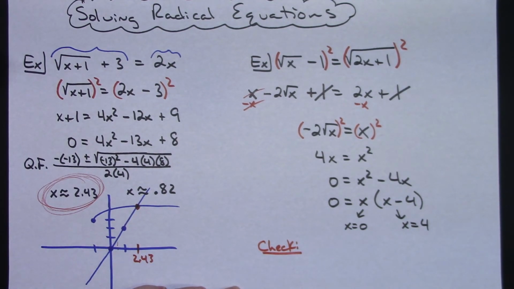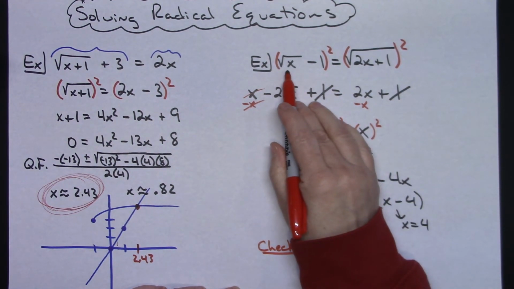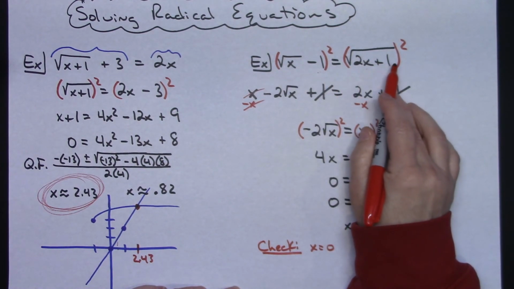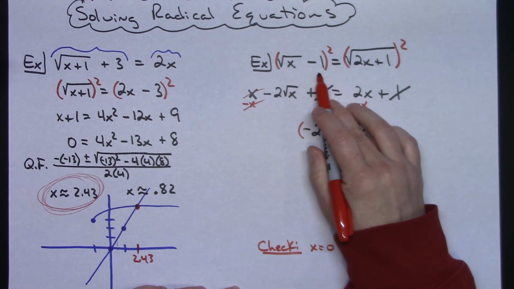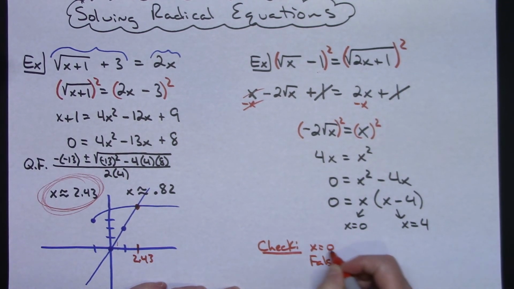Alright, however, I'm almost positive that when I plug in x equals 0, I can do that really quick. Here, if I plug in 0 there, I'm going to get a negative 1 on this side. If I plug in 0 here, square root of 1 is 1. Alright, so I have negative 1 equaling 1. That is a false statement, so this one does not work.